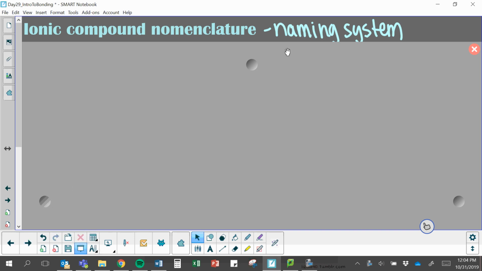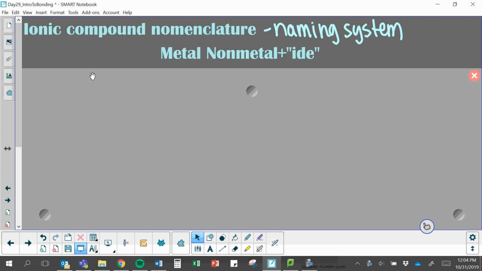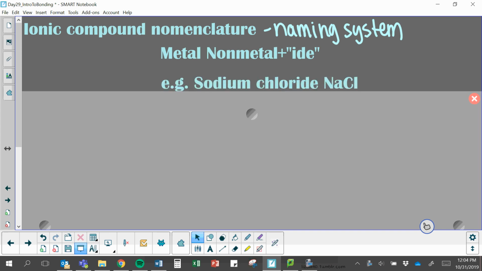Okay, so we're talking about ionic compound nomenclature, which is the naming system. The naming system is that we just say the name of the metal. Ionic compounds are pretty easy for naming. We say the name of the metal, we say the name of the non-metal, and at the end we put -ide. So an example is NaCl is sodium chloride.